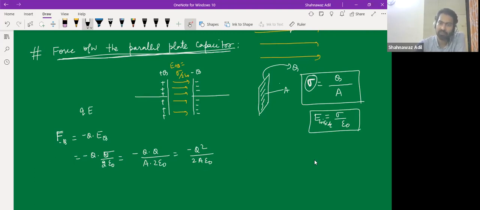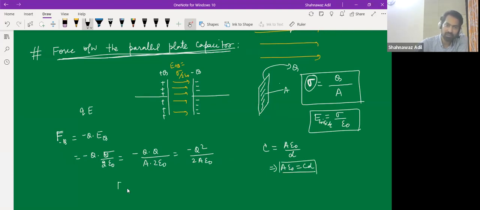Now this is the force on this minus Q charge, right? Force on this minus Q charge. What is the force? Okay, so we know that the capacitance of a parallel plate capacitor is A epsilon naught by d. So we can write A epsilon naught as C d. So we can modify this further.